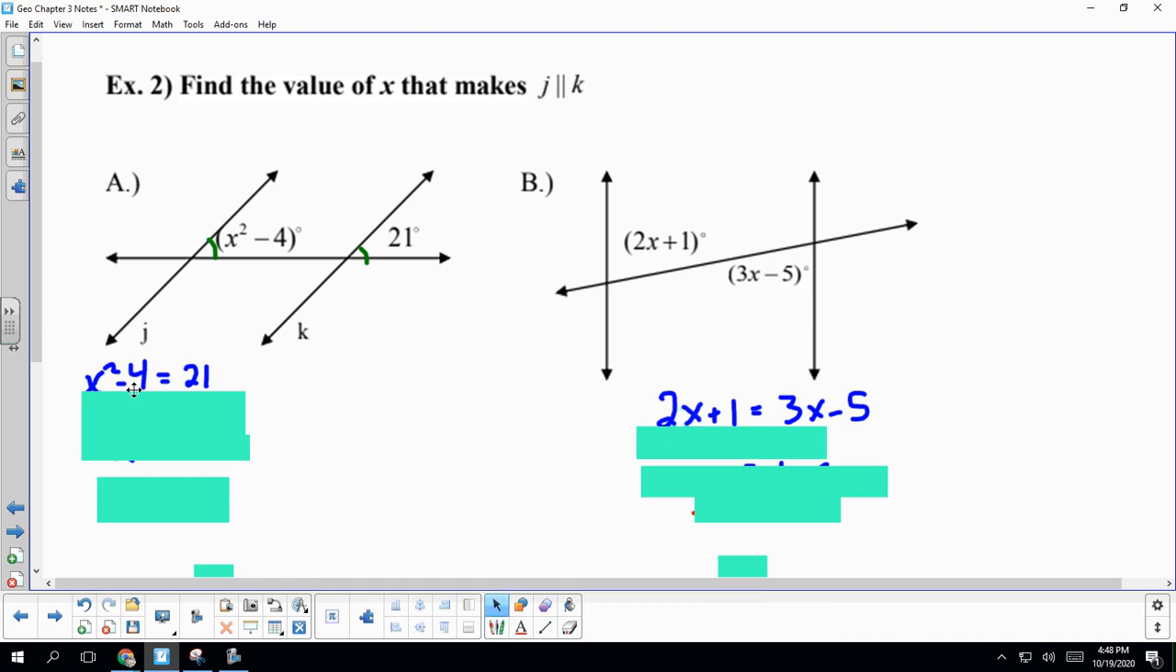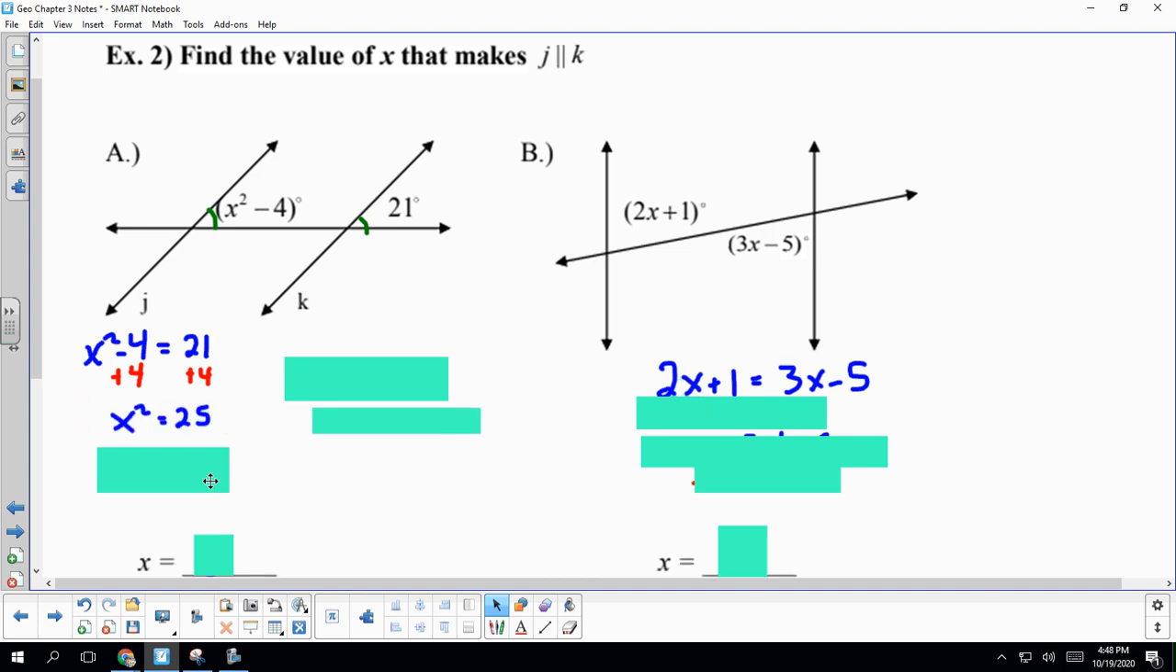So if x squared minus 4 equals 21, I'm going to add 4 to both sides. I am going to get x squared equals 25. I'm going to take the square root of both sides. Then I get x is equal to plus or minus 5. Because remember, -5 times -5 is also 25. So it could be either one of these answers.